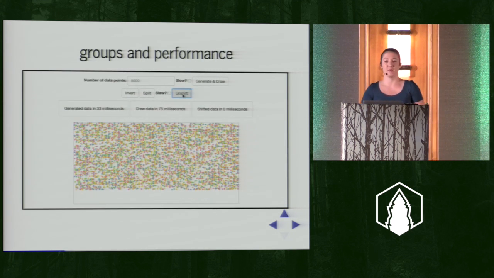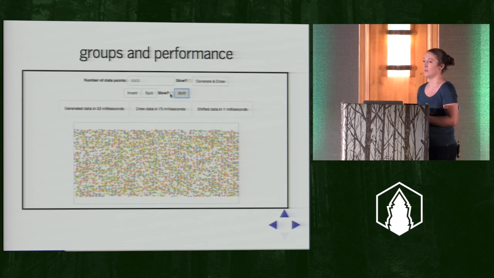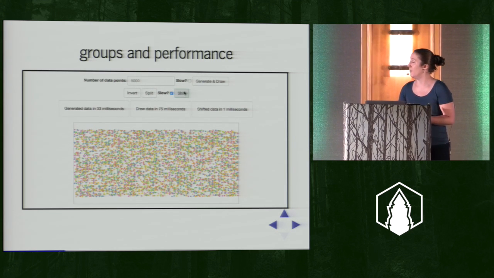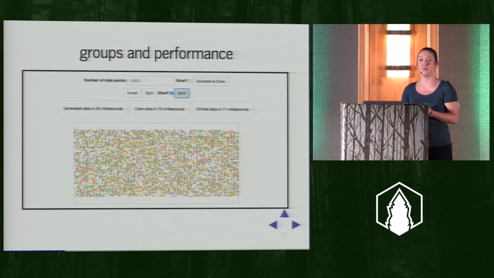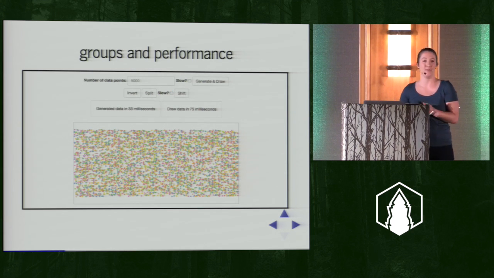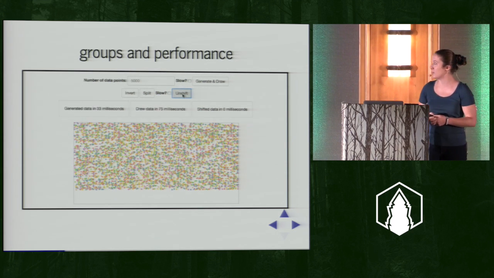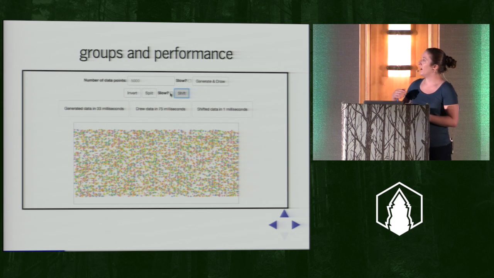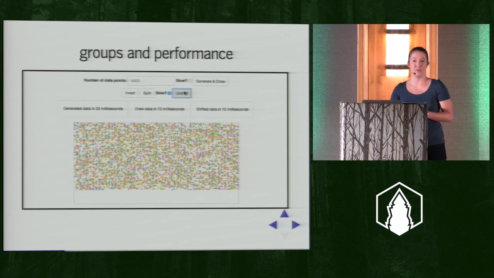And now here's the third reason to use groups. There's actually performance implications if you don't. This is a little bit of a silly example. So all I'm doing is I plotted 5,000 random data points in a scatter plot, and then I'm shifting them all by a certain number of pixels.